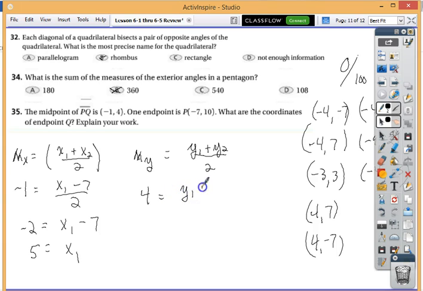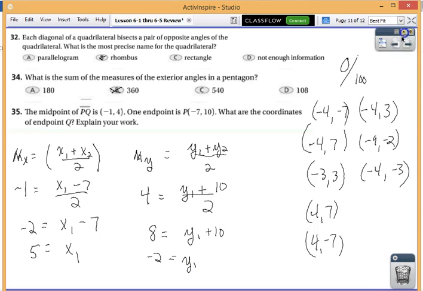And then y1 plus 10 divided by 2. And I'll multiply both sides by 2. So that's going to be y1 plus 10. And I'll subtract 2. 8 minus 10 is -2.